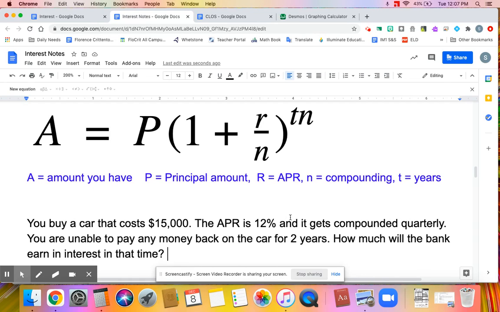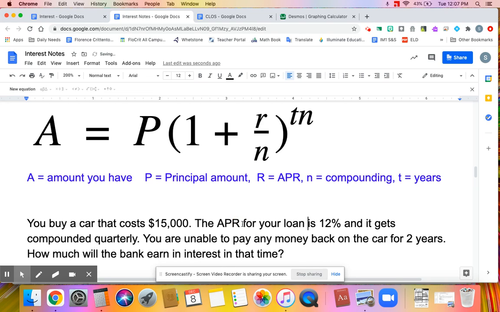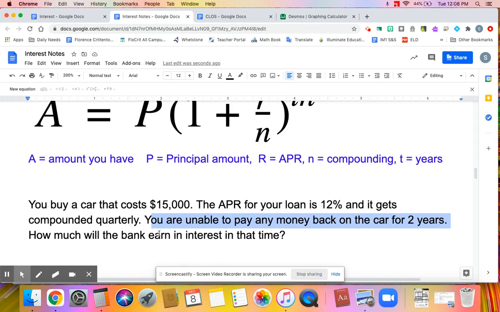All right, one more example. This one's a little different, but we're going to go to the fast way now. This one says you buy a car that costs $15,000. The APR for your loan is 12%, and it gets compounded quarterly. For whatever reason, you are unable to pay any money back on that car for 2 whole years. How much will the bank earn on you in interest in that time?